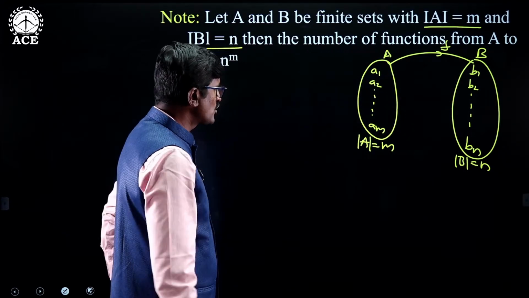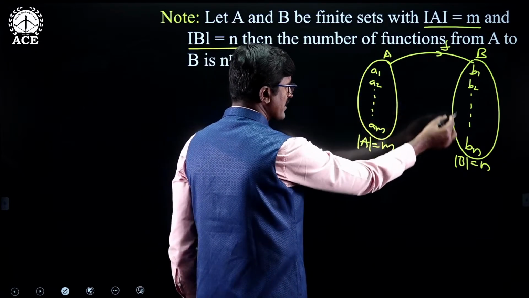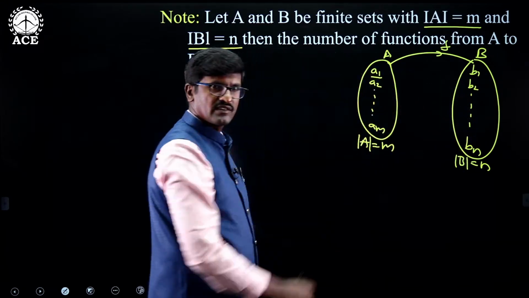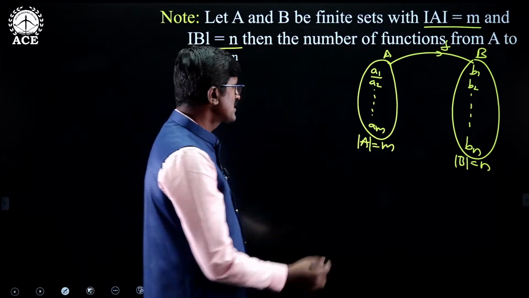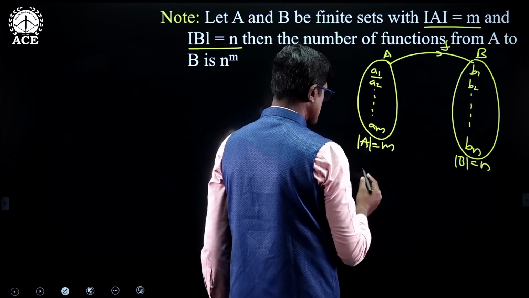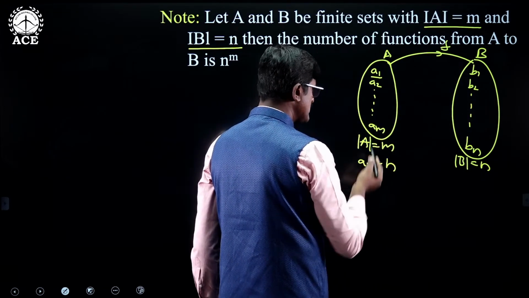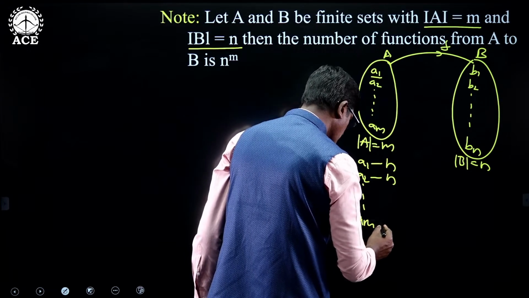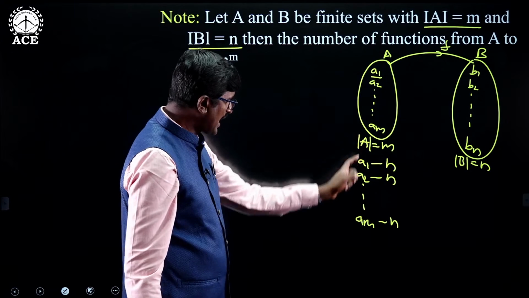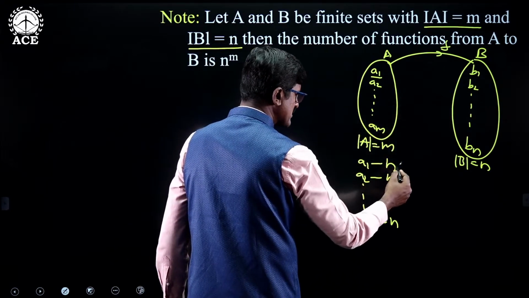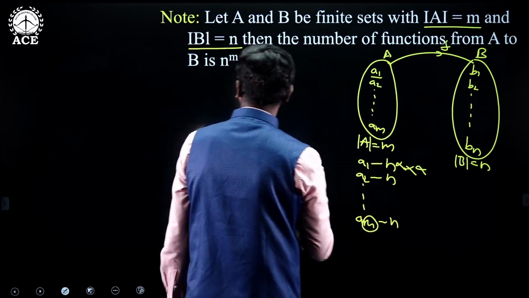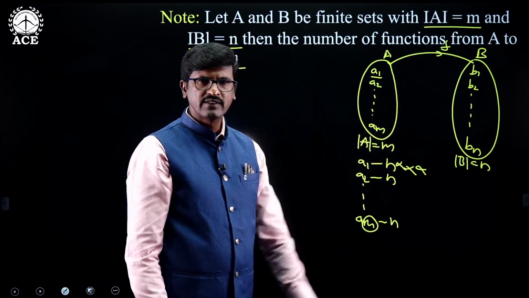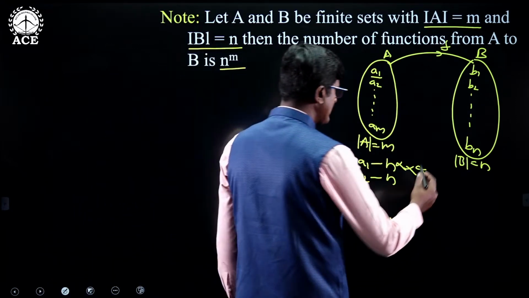Now here set A has M elements and set B has N elements. Now take the first element, A1. A1 can be mapped to any one of the elements in B. That means to map this element we have N possibilities. To map A1 we have N possibilities. Similarly, to map A2 we have N possibilities, and so on. To map AM we have N possibilities. So set A has M elements, and for every element there are N possibilities: N into N up to M times, which is nothing but N power M. There will be N power M functions from set A to set B when set A has M elements and set B has N elements.